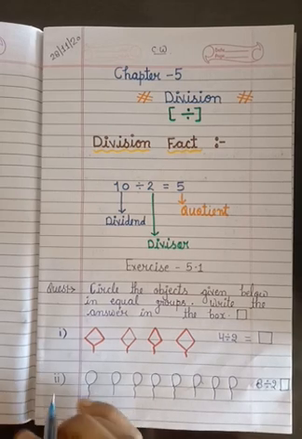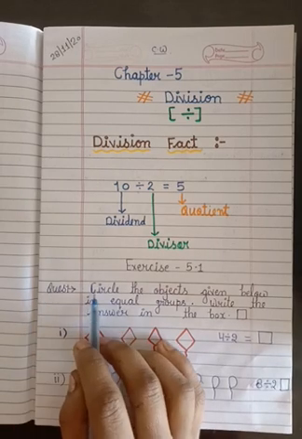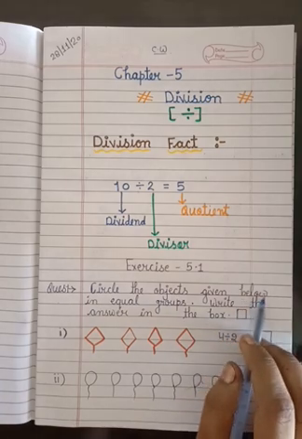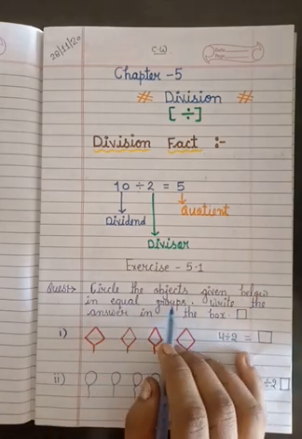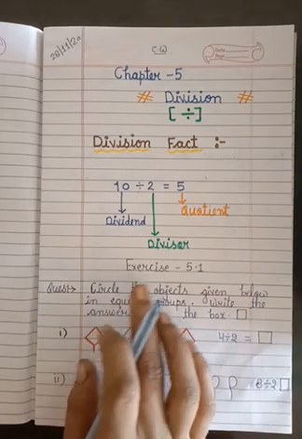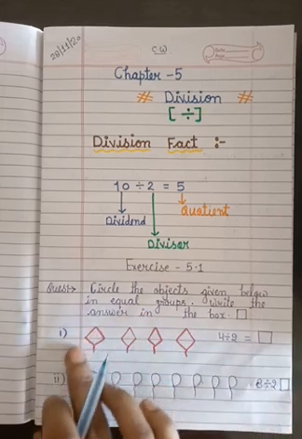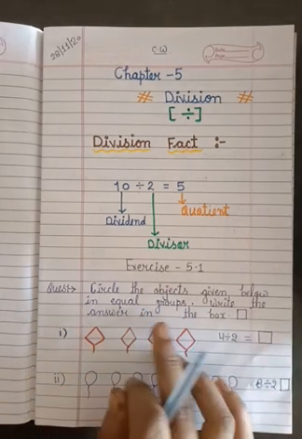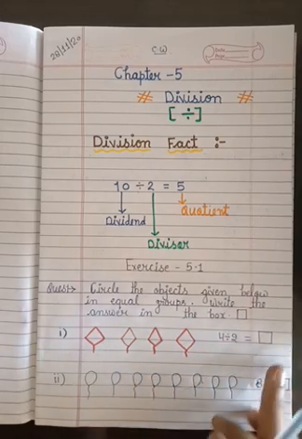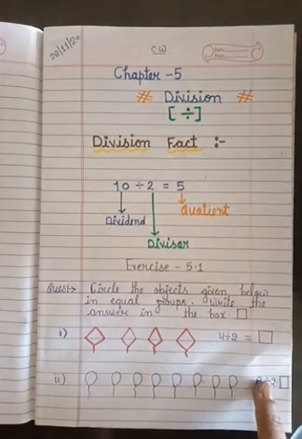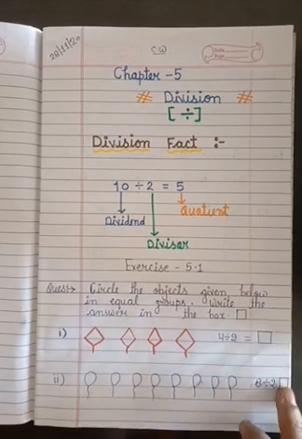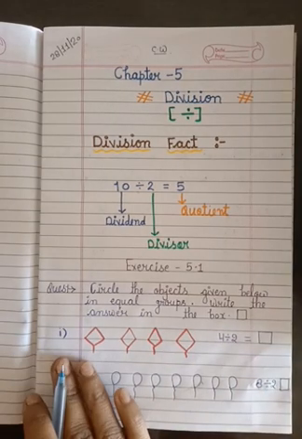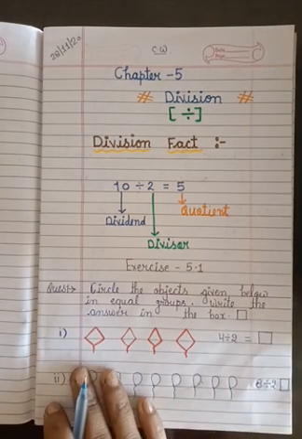Okay, so question number 1 is: circle the objects given below in equal groups. Students, you have to circle the objects in equal groups. Write the answer in the box. After that, you have to write the correct answer in these boxes. So how will we solve it? Let's see.